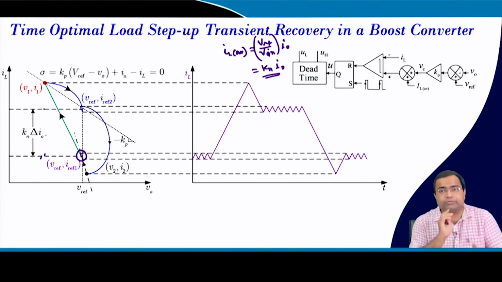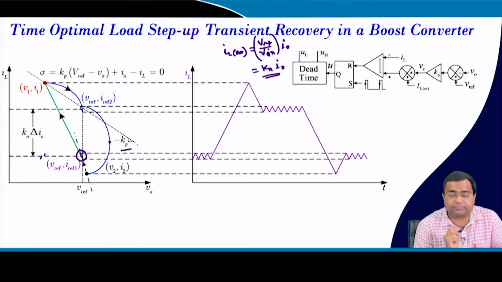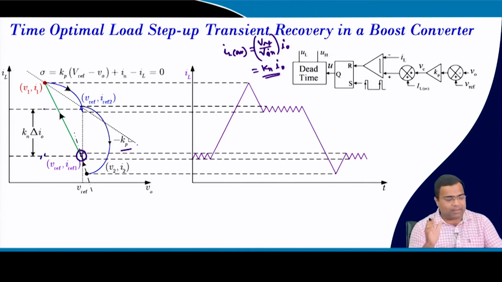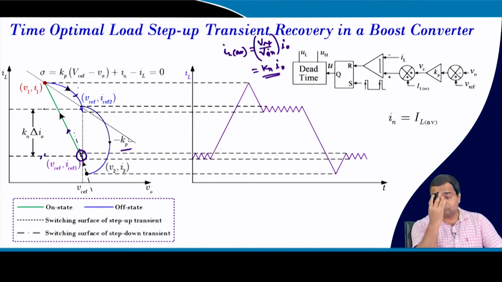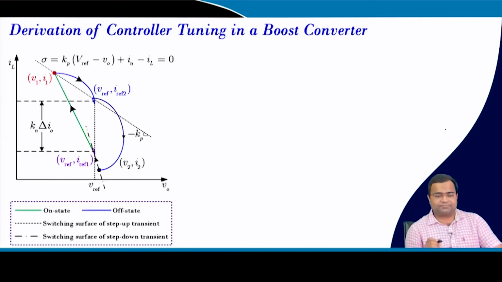And now we need to get the optimal slope, which is minus Kp. That is my problem, my objective. So, this is my on state trajectory, this is my off state trajectory, and you can derive the same thing for the step down also. We have discussed the average inductor current is a normalized load current.